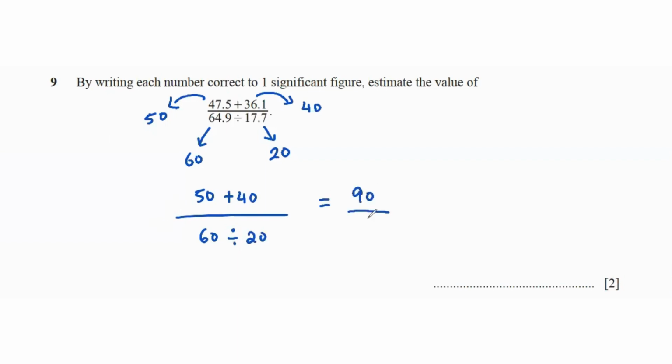50 plus 40 is 90. 60 divided by 20 is 3. So 90 divided by 3 is 30.